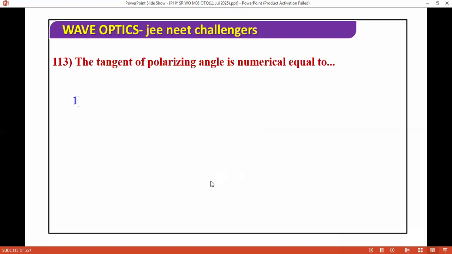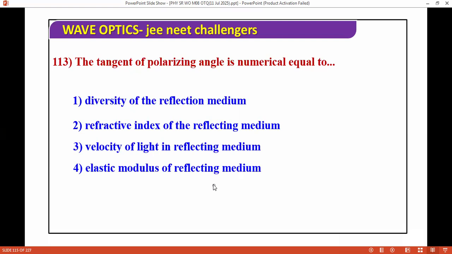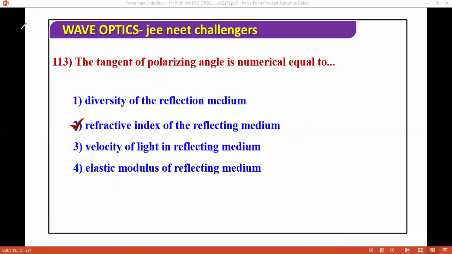The tangent of the polarizing angle is numerically equal to the density of the reflecting medium, refractive index of the reflecting medium, velocity of light in the reflecting medium, or elastic modulus of the reflecting medium. The correct answer is refractive index of the reflecting medium. This question is important basically: the tangent of the polarizing angle is numerically equal to the refractive index of the reflecting medium. Next question, I'm moving ahead.